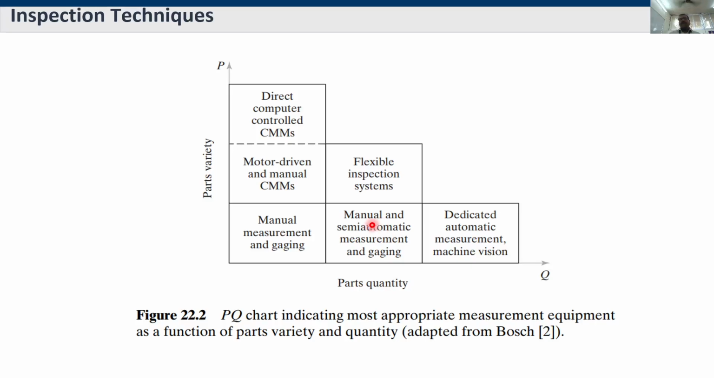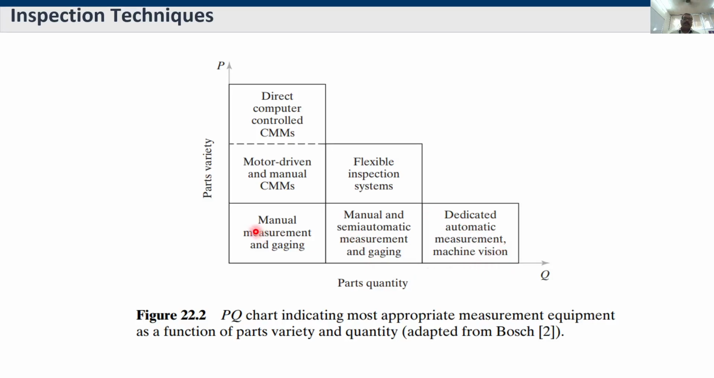Okay. Then, if your parts quantity is very huge in volume, then you have to dedicatedly use some automatic measurement technology, like a machine needs to be implemented here. So if you keep your part variety low and are significantly increasing the quantity from some numbers to the next number to the next number, then you will be implementing in your industry the semi-automatic to the automatic. In automatic, definitely you will be using machine vision technique.